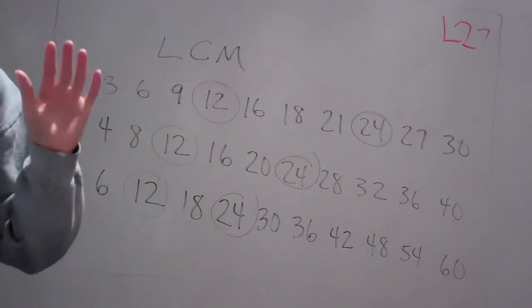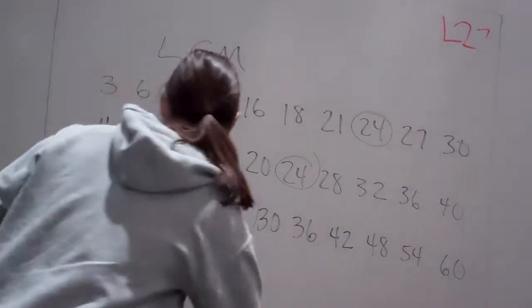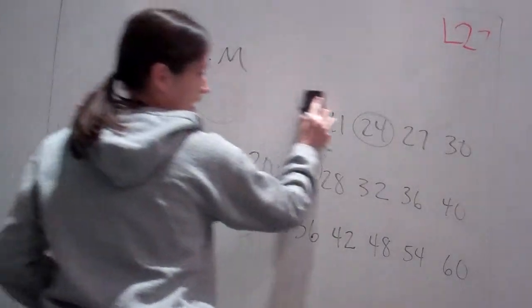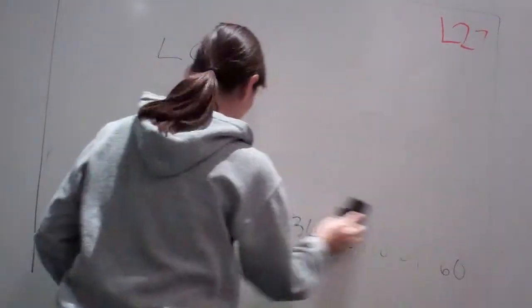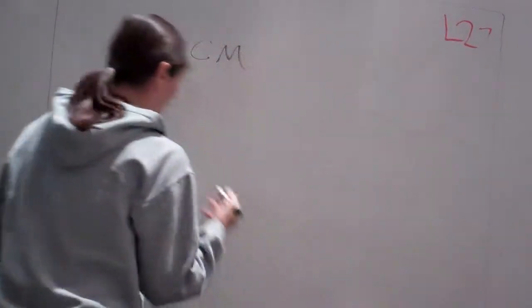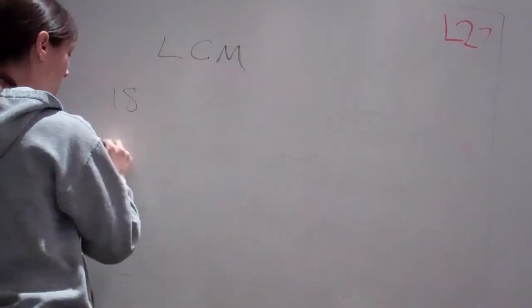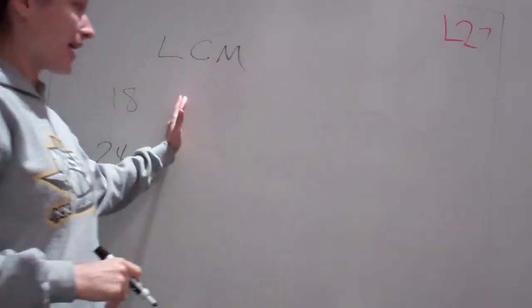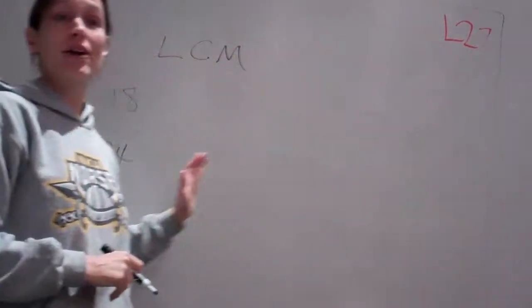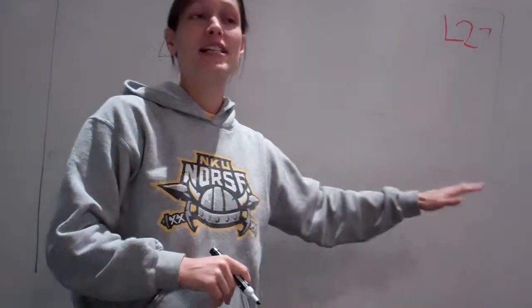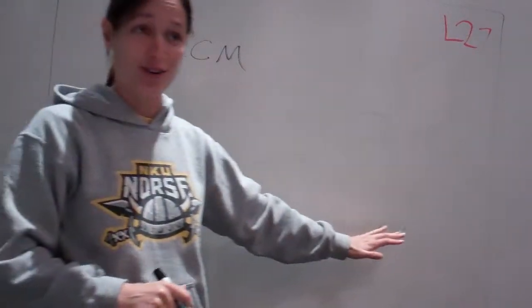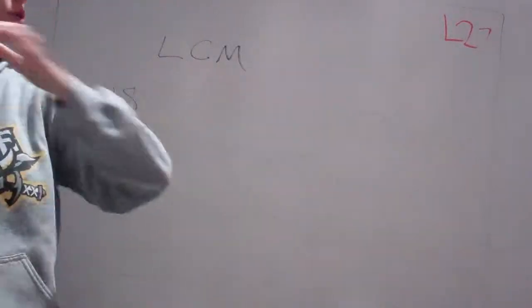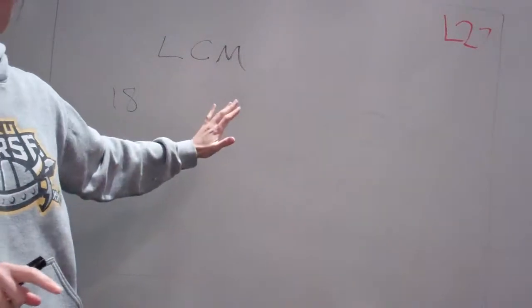Now, I like multiples when we get to bigger numbers. For example, could you imagine if I told you to find the least common multiple of 18 and 24? Okay, now that would be counting by 18s, and that would be counting by 24s, and that would take us a long time to figure out the least common multiple, okay? So what you do when you get to big numbers is this, okay?